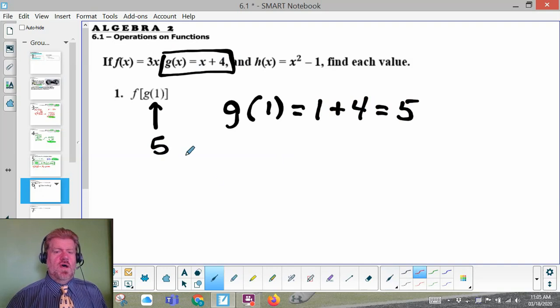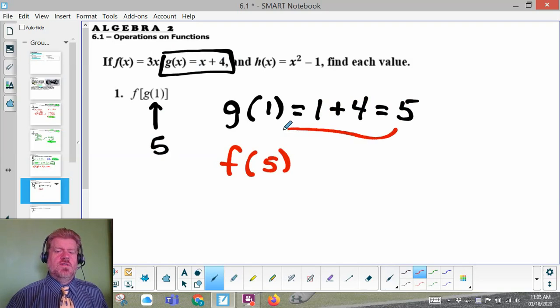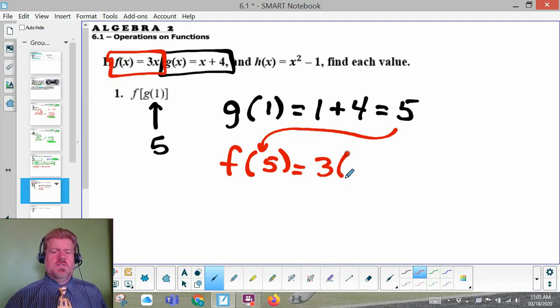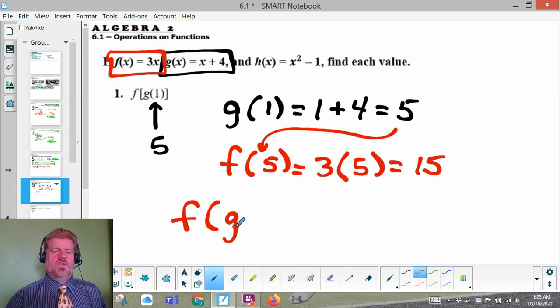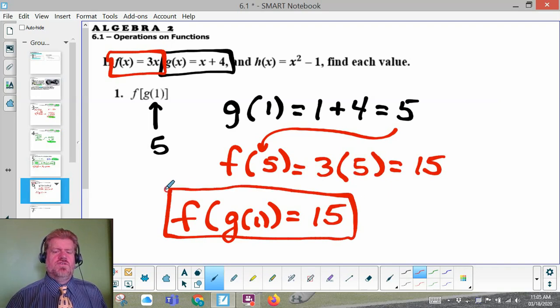Well, now I'm going to take that 5 and put it in for f. So my result from this one is going to be my input to the next one. And f is 3 times x, or 3 times something. Well, that something happens to be 5, and 3 times 5 is 15. So f of g of 1 equals 15. That's how composite functions work.